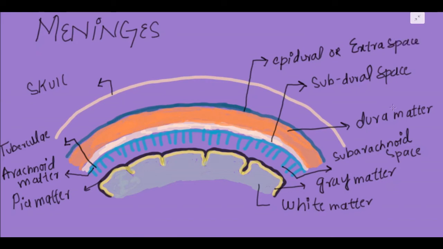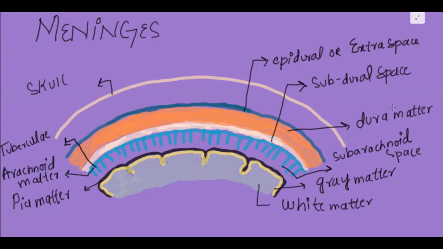Right, so this was all about the meninges. Let me revise from the start. The first one is the white matter, which is present in the center of the brain, and in the periphery, this yellow in color is considered as gray matter. The layer which is connected with the brain is known as the pia mater. And after pia mater, we have the arachnoid mater, and this arachnoid mater has connective tissue projections, which are known as trabeculae.